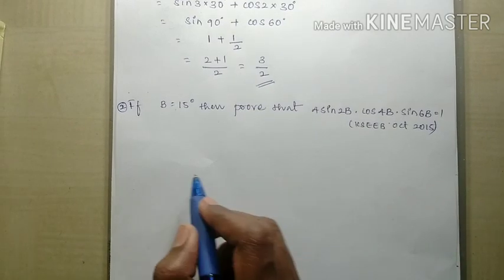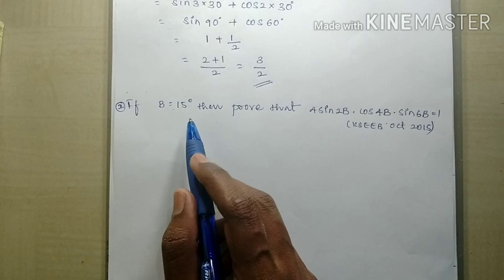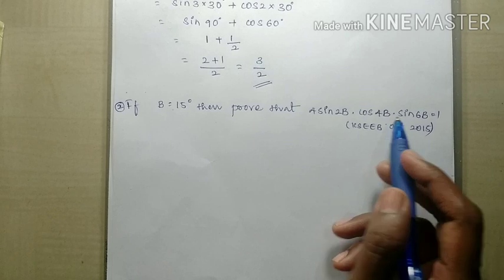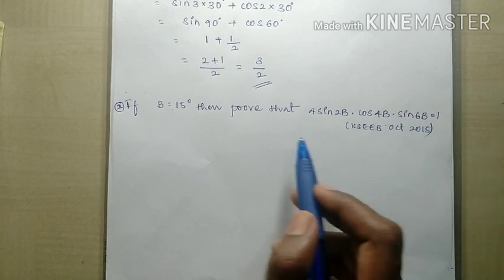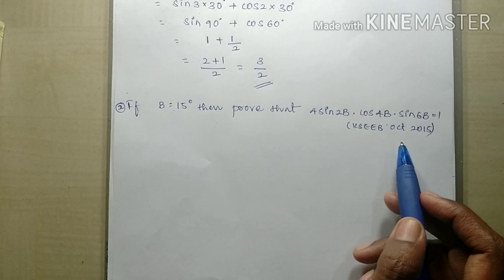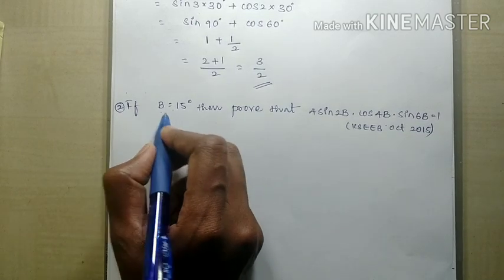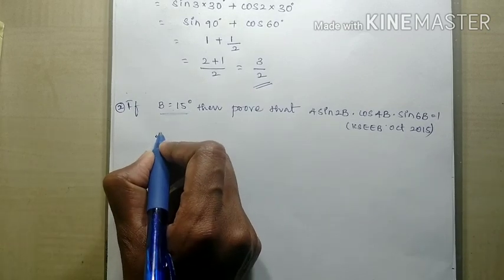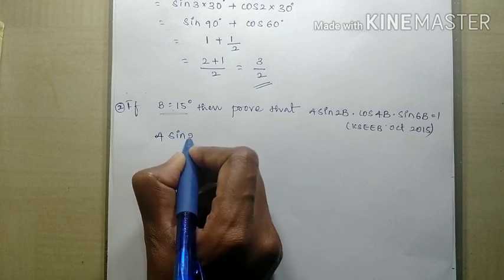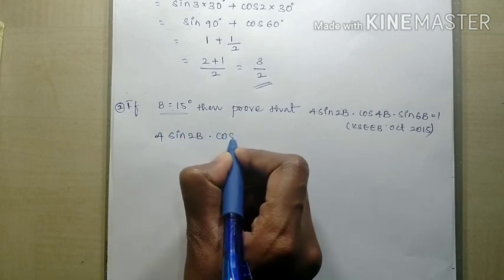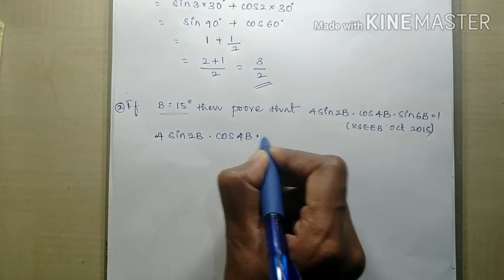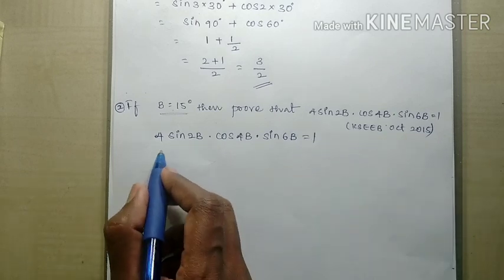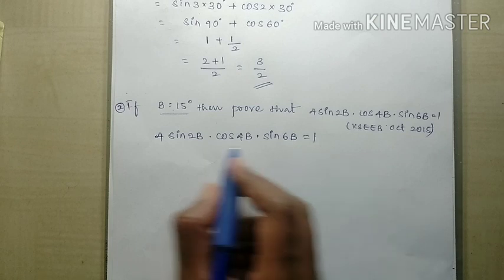Now this is example number 2. If B equals 15 degrees, then prove that 4 sin 2B into cos 4B into sin 6B equals 1. So this is a KSEEB October 2015 question paper sum. So here B is given as 15 degrees. Now what is given, I'll write it: 4 sin 2B into cos 4B into sin 6B equals 1. So we have to prove that this equals 1.